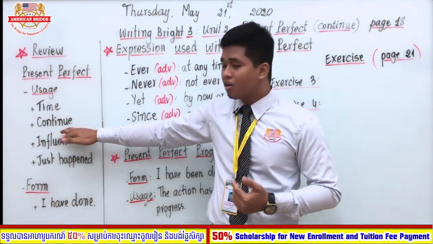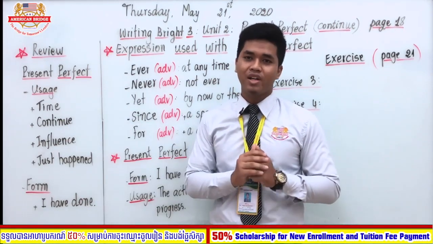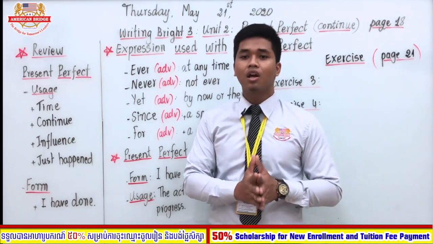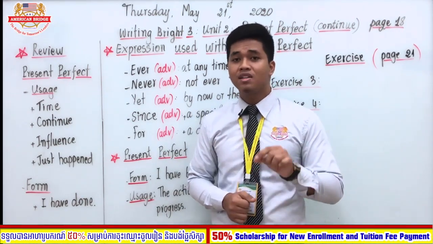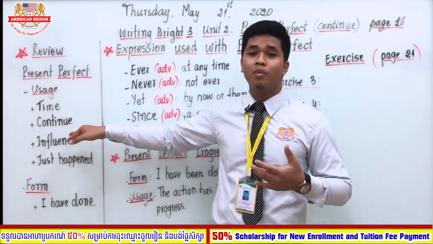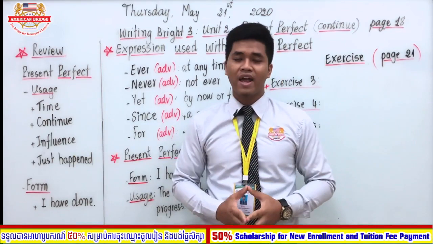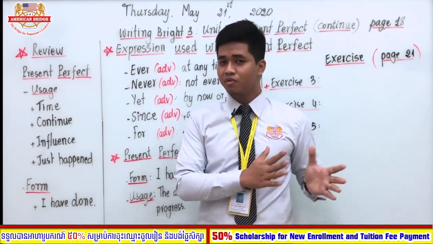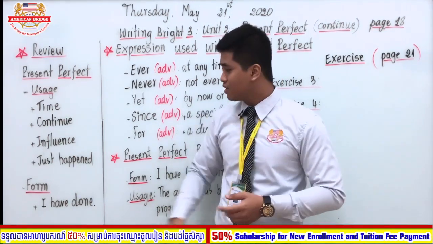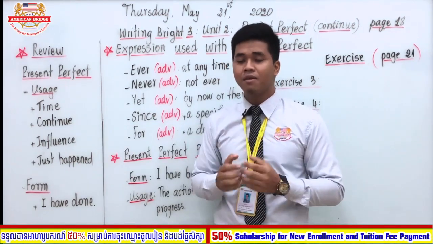And the second one is the continuing situation. With present perfect, we talk about a situation that happened in the past, but it didn't end in the past. It still continues to happen up until the present. And if it happened up until the present, there will be an influence on the present. Do you remember the example that I gave you in the previous video? I have taught English for 3 years, everyone. The influence of I have taught English for 3 years is that you can see right now I am a teacher.